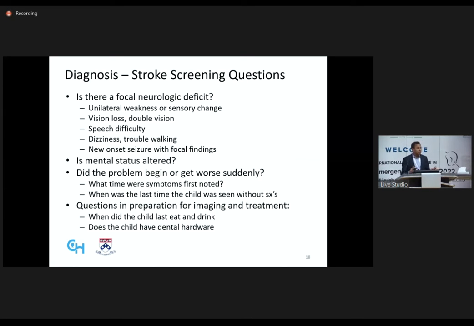So what are the screening questions? Just as we mentioned, related to the exam findings, you want to know if there is any neurologic deficit. You want to know if there is altered mental status. And the key thing is that it's a sudden onset event, right? So you want to know, did the problem begin or get worse suddenly? If the problem has been gradually worsening over days or weeks, then it's probably not a stroke. It might be a brain tumor, it might be some other neurologic condition, but it's probably not stroke. But if it happens suddenly, then you're extremely worried.